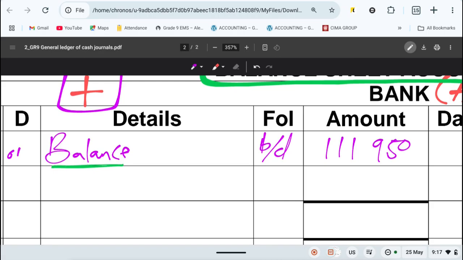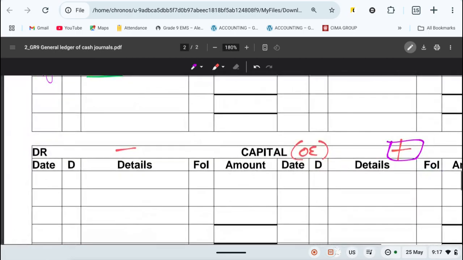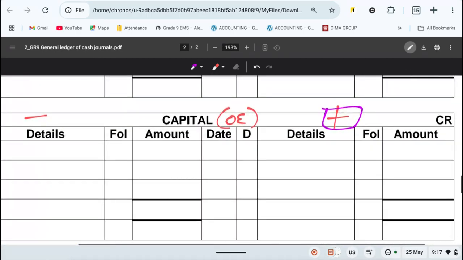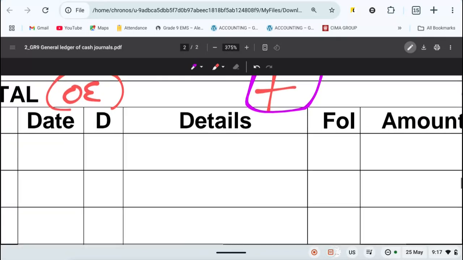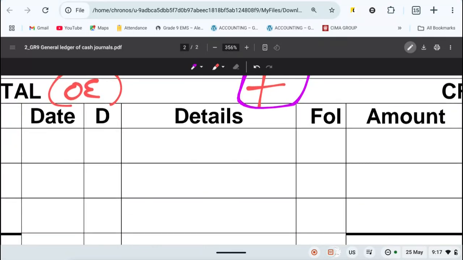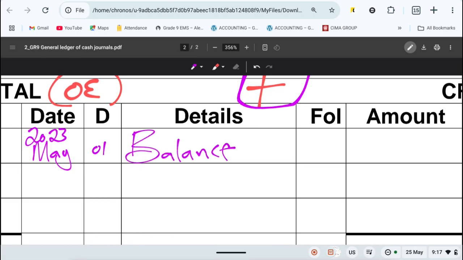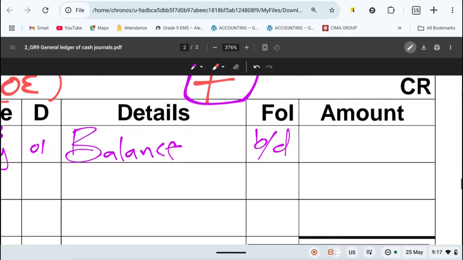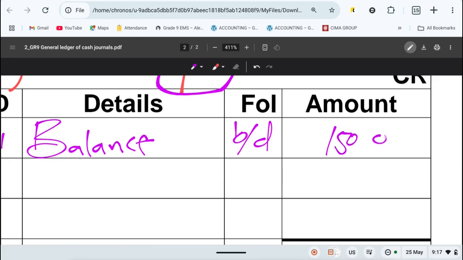Okay, and then let's go to capital, the next account. It's a balance sheet account. So which side? Credit side. Again, that's where the increasing side is. So you go to the credit side of our capital account. It's going to be 2023, May the 1st, balance brought down. How much is it? It's 150,000.